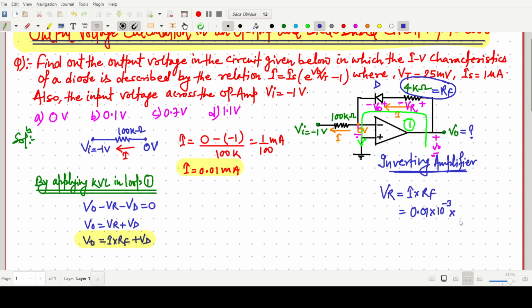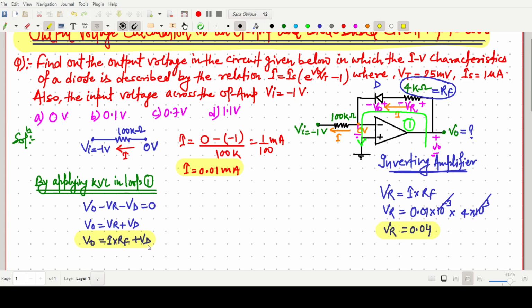This RF is 4 kilo ohm, so 4 into 10 to power 3. This should be cancelled out, so it should be 0.04. Okay, this one is the value of VR. I am highlighting this one. VR value we have calculated.